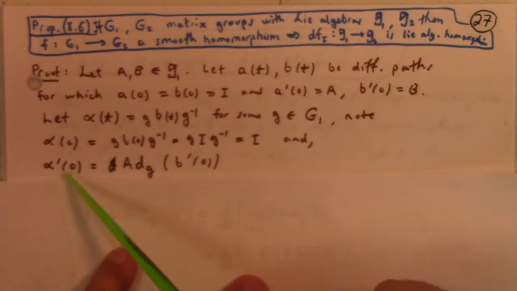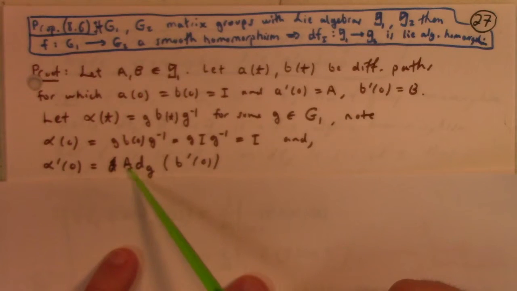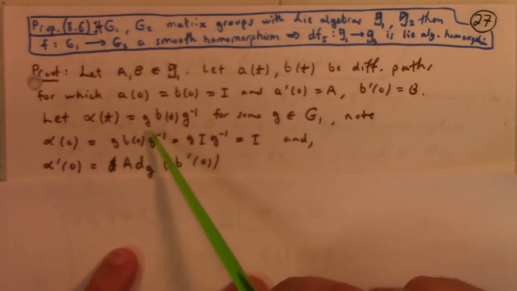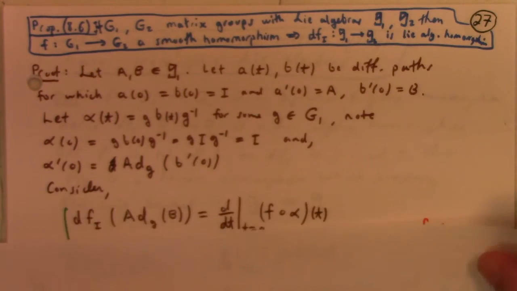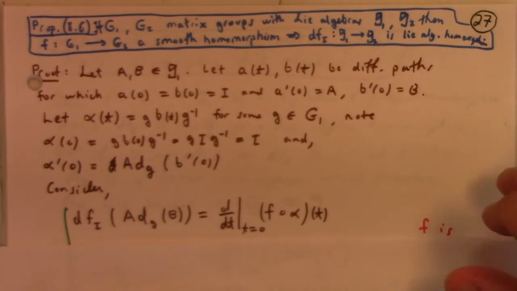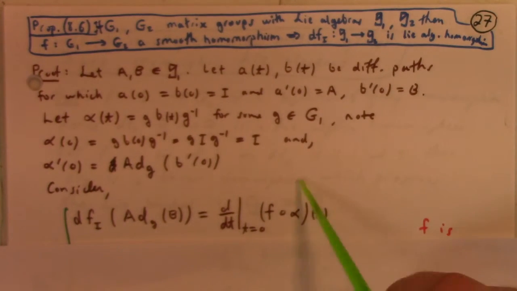Furthermore, alpha prime of 0 amounts to Ad sub g of B prime of 0, because that's the definition of the adjoint: Ad sub g means that you take this and you package it by g, g inverse. All right? Consider then the differential at the identity of f of the adjoint, and remember f is given to be a smooth group homomorphism here. That's the assumption. So this differential, by definition of differential, is the time derivative of this composite.